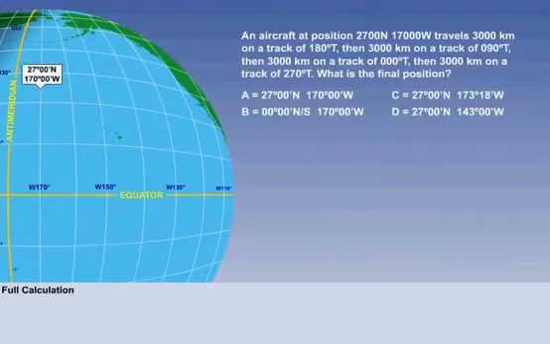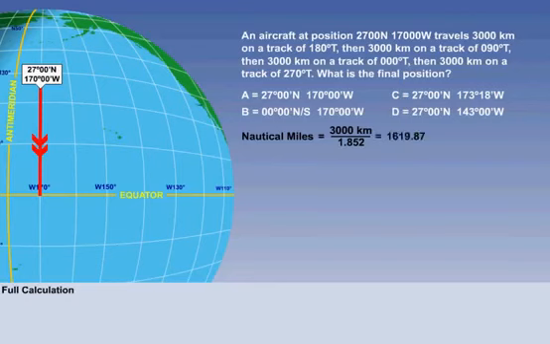We are at 27 north and we fly 3,000 kilometers south. We need to know the new latitude, so we need to convert kilometers to nautical miles and work out the change of latitude. So we need to divide by 1.852, which gives us 1,619.87 nautical miles. For all practical purposes, we can treat this as 1,620. Divide 1,620 by 60 to get the number of degrees, and we find it comes to 27 degrees.